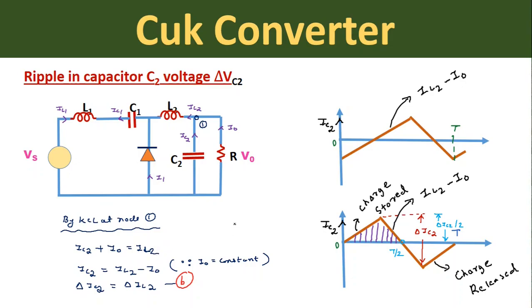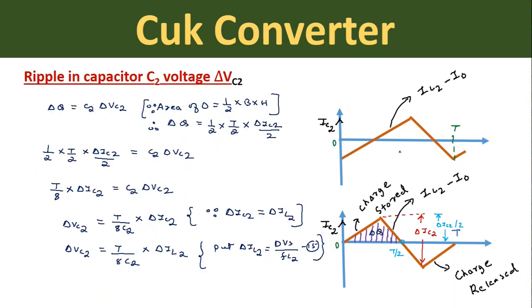If we consider load current I0 is constant, then the change of capacitor 2 current del IC2 will be equal to the change of inductor 2 current del IL2. Let this be equation number B. Now you can see this is the output waveform for the capacitor 2 current IC2. We know that the amount of charge stored should be equal to the amount of charge released for the capacitor. This waveform can be drawn like this. This will be the charge stored and this will be the charge released by capacitor 2.